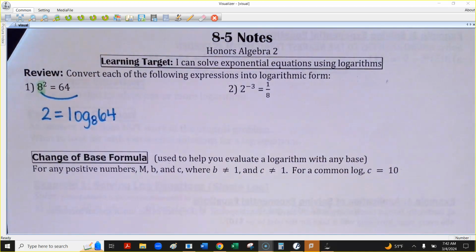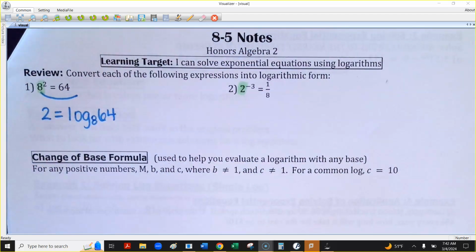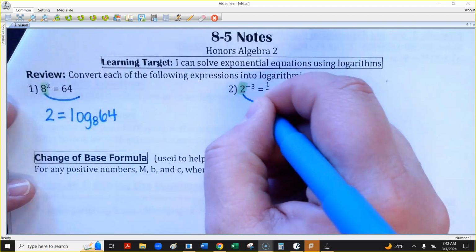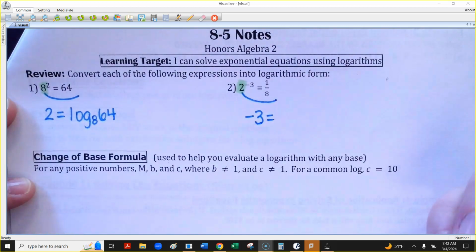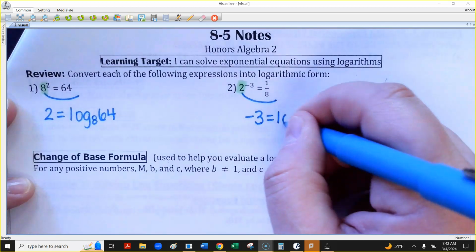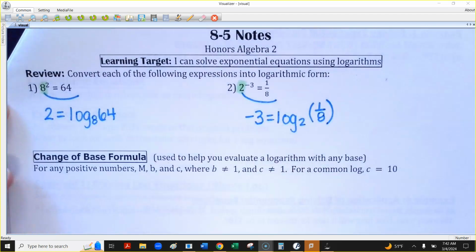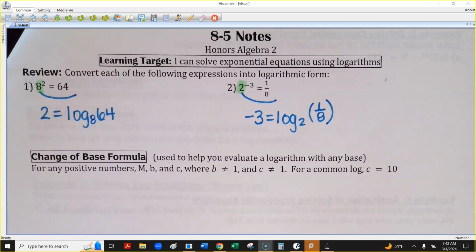Kind of the same concept, also a true statement, 2 to the negative third power. You can have a negative exponent, totally fine. We're just going to drag that base to the other side of the equal sign, so the negative 3 comes down on the level with the rest of the question, and then you have log base 2. You don't have to use parentheses here, I'm just trying to do that to separate the base from that fraction, but log base 2 of 1/8 is equal to negative 3.